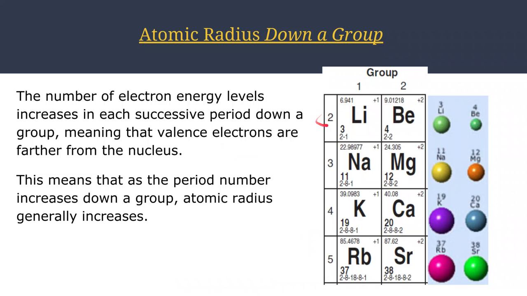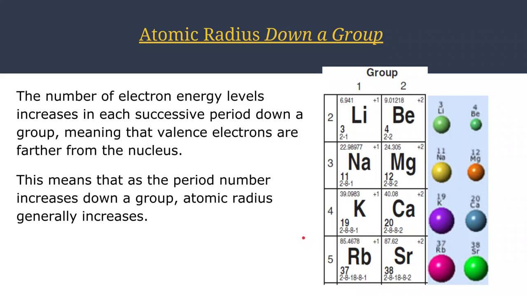So what's happening is, remember, the period number tells us how many electron shells are around an atom's nucleus. So as you go down a group, you keep hitting bigger and bigger period numbers, which means that the atoms have more and more electron shells around them. So the number of electron energy levels, or we could just call them electron shells, increases in each successive period as you go down a group, meaning that the outer electrons, which are the valence electrons, are farther and farther away from the nucleus each time you get to a new period down the group. So as we go down a group, the period number increases, which means there's more and more electron shells around the nucleus, and therefore the atom is bigger.